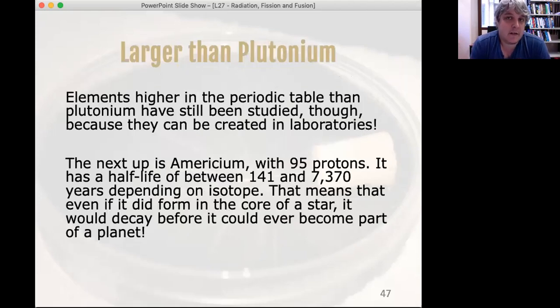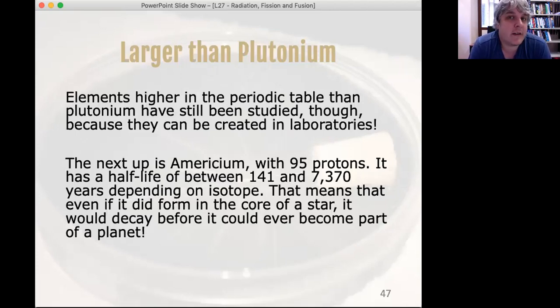Elements which are higher in the periodic table have still been studied because they can be created in labs. We can create these elements. Americium has 95 protons. It has a half-life of between 141 and 7,370 years, depending on which isotope it is. So it can still be created, and it can still exist for a while.